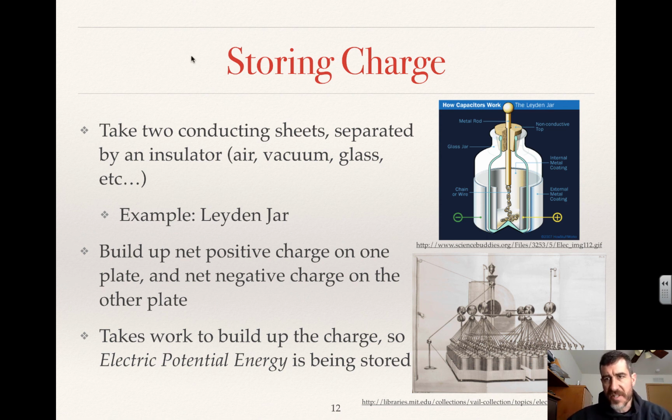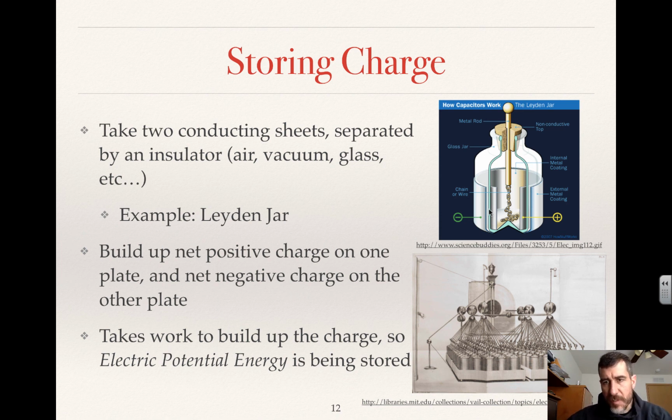So an example of this is the Leyden jar. These were actually used by Ben Franklin and others in the early studies of electricity. Basically, you've got a little glass jar, there's a metal thing on the inside, there's a metal thing on the outside, and you store negative charge on one, positive charge on the other, and the glass, the insulator between them, keeps that separate.